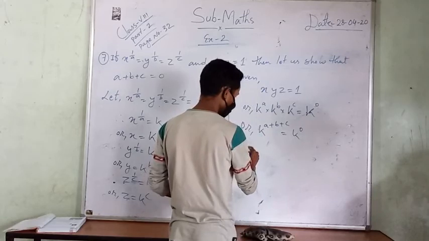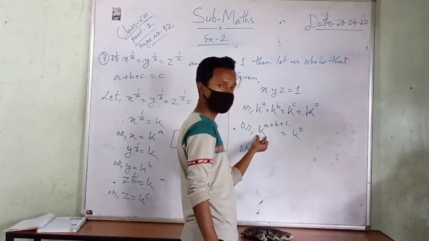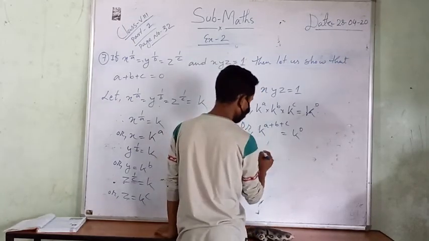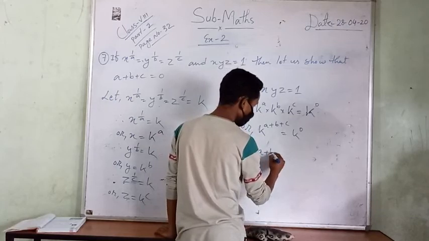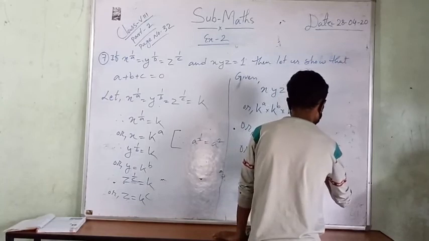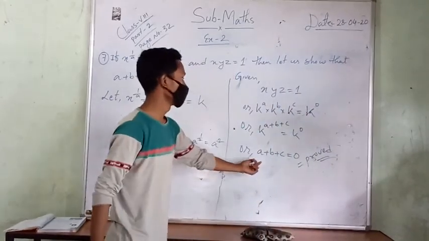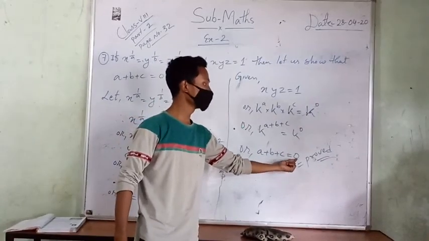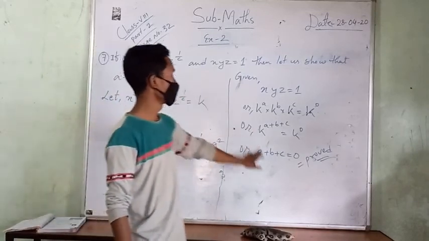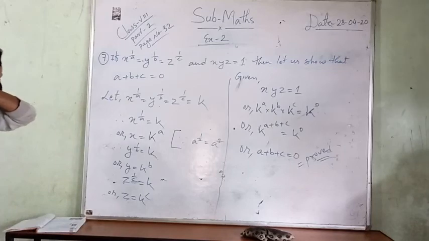Then look at there, in the left hand side there is base k, and in the right hand side there is also k. Then k and k cancel. Now remaining a plus b plus c equals 0. Now we have to prove that the value of a plus b plus c is 0. Then that is proved: a plus b plus c is 0.